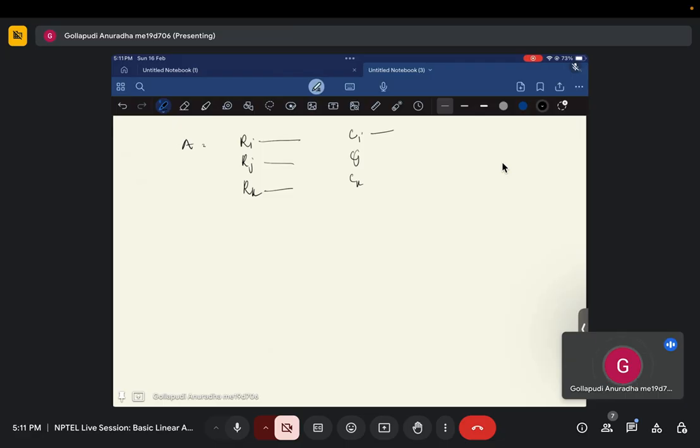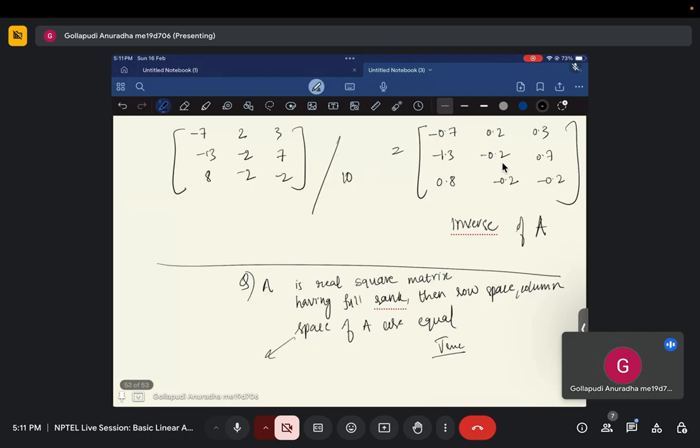But columns and rows need not be the same, right? So I don't think this is true. I think this is false. No, because you are getting Rn in both cases, an n cross n matrix, right? So in both cases, row space is also generated by n such rows, and column space is also generated by n such columns. So row space is Rn, column space is also Rn.